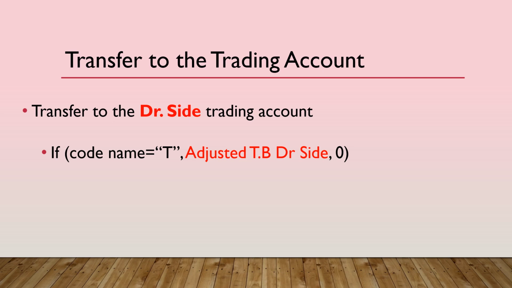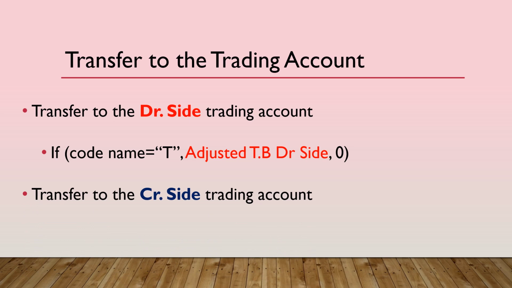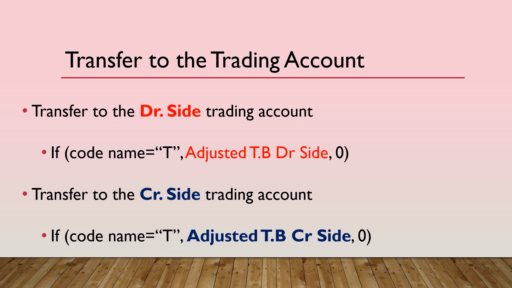Now let's see how we transfer the credit side into the trading account. As earlier, if the code equals T, then we consider only the adjusted trial balance credit side figures. If not, we put 0.